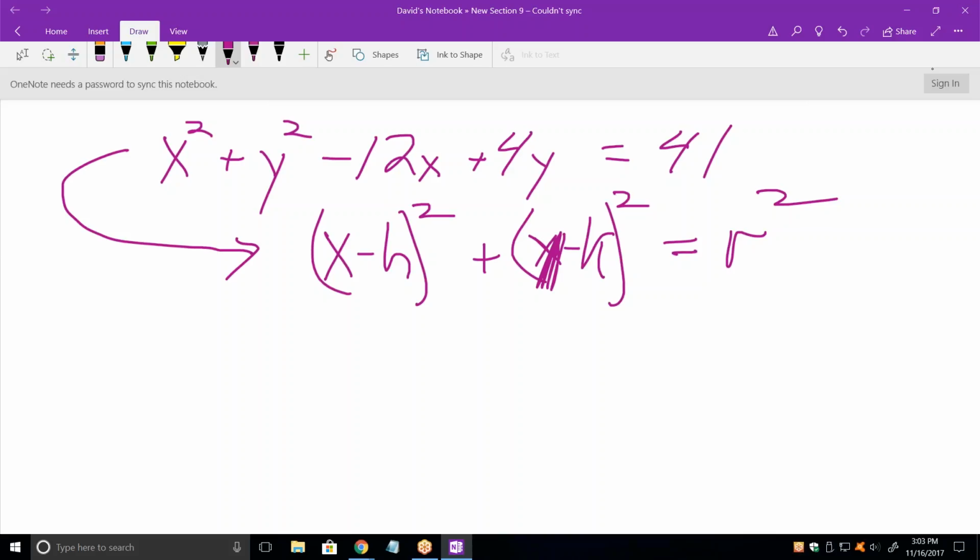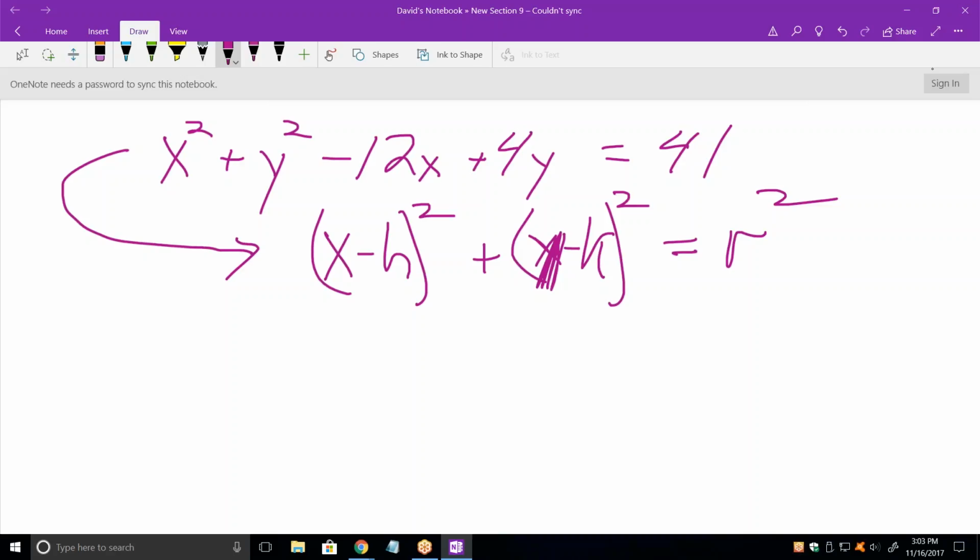So do we need to find the square root of 41 first? No, we've got to put the entire equation into this format. Conic sections, virtually every problem you have to complete the square. So know that you're going to have to complete the square to do this.